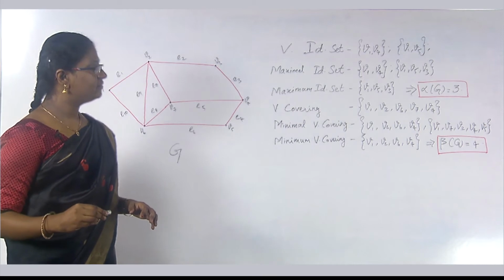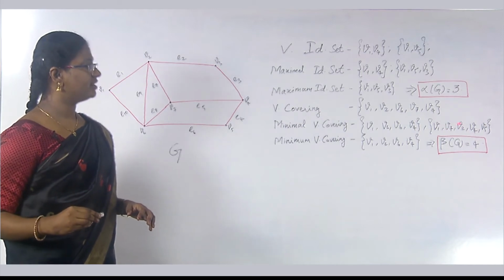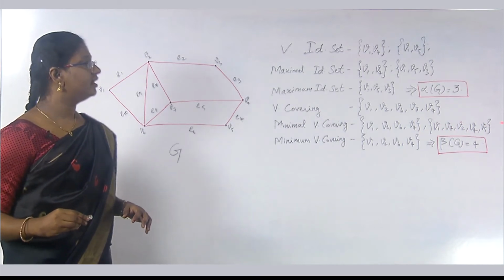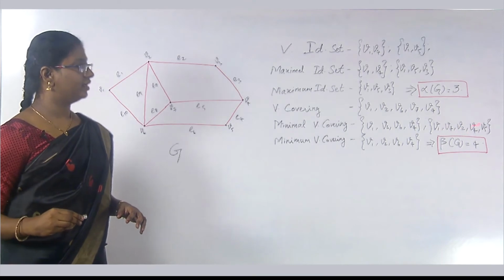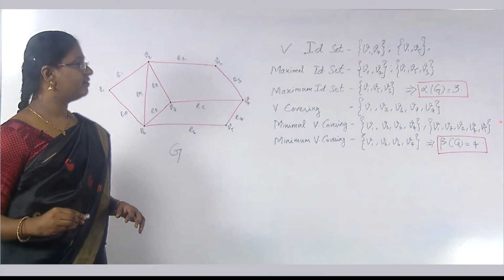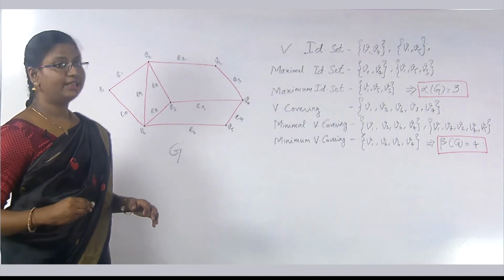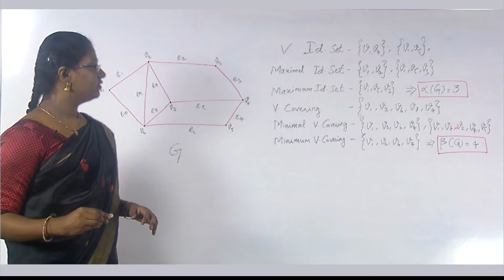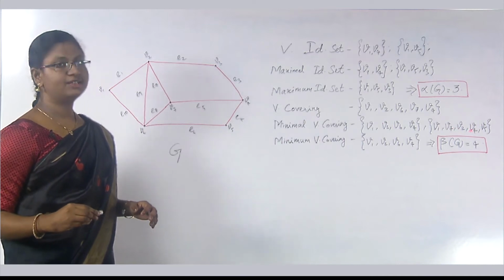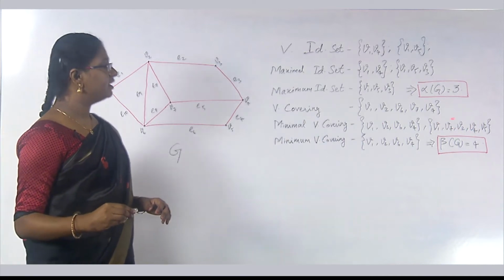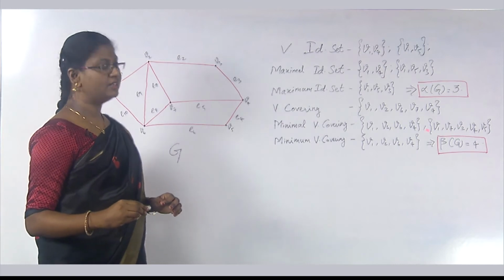The same holds for this set also, V1, V7, V2, V4, V5. This is a covering set with 5 vertices. Here if I remove any one of the vertices, not all the 10 edges will be covered. So, this is also a minimal vertex covering because there is no proper subset that covers all the edges.